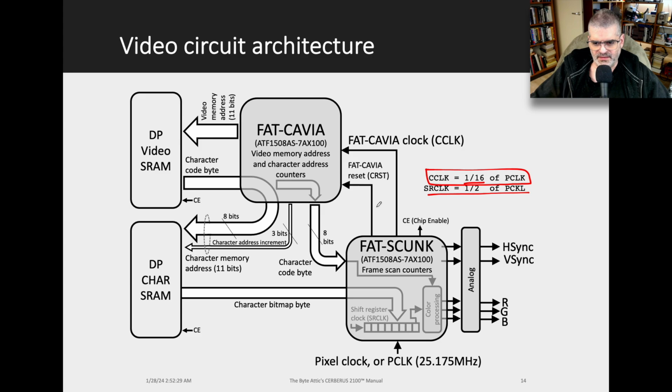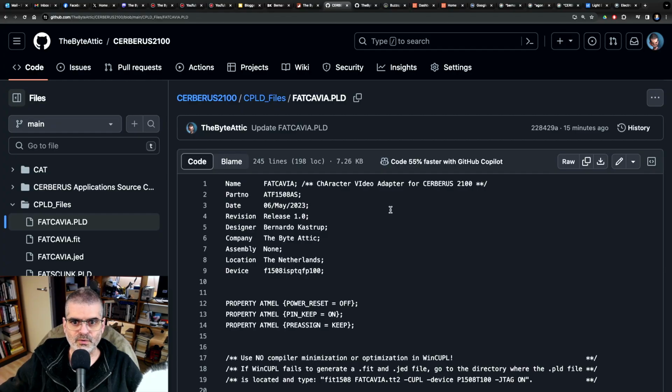That's the idea. I think that covers it. We can go now into the actual code for the two custom chips, FAT-Cavia and FAT-Skunk, to look into more details. Okay, let's look more carefully now into FAT-Cavia. This is in the repository and in the CPLD underscore files folder. And this file is the fatcavia.pld.